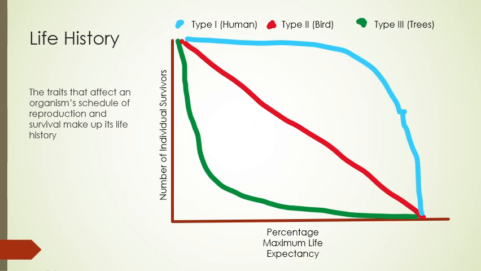Certain traits are going to impact an organism's ability and productivity of reproduction. Those are going to be the things that make up their life history traits. We have 3 different types of organisms. We have type 1 organisms, type 2 organisms, and type 3 organisms. Type 1 organisms are like humans. We produce a very low number of offspring, and we invest a lot of time in them. And then because of that, our life expectancy is extended. We have a much longer life expectancy than most other organisms.